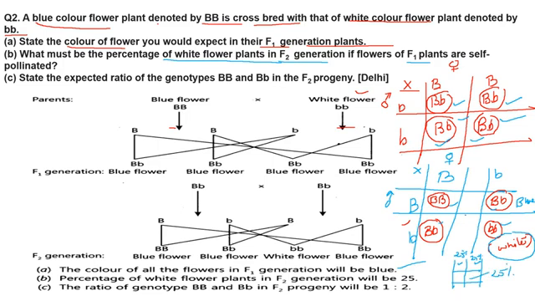And state the expected ratio of the genotype of homozygous dominant and heterozygous B. You should be very careful when you read the question. They have asked the ratio of homozygous dominant, that is BB, and the heterozygous condition, capital B small b and capital B small b. So this is 1:2. Okay, 1:2.